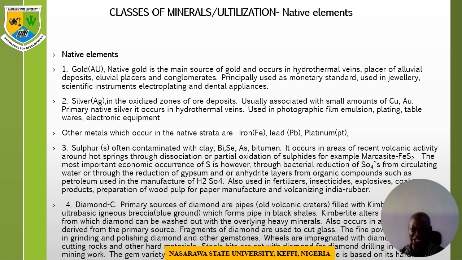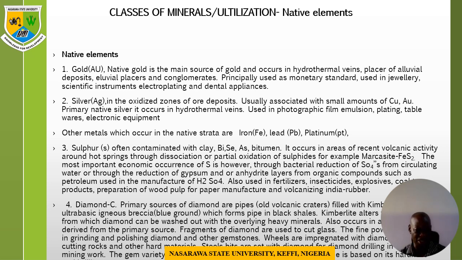Other metals which occur in the native state are iron, lead, and platinum. The third group is sulfur, often contaminated with clay and arsenic, bitumen. It occurs in areas of recent volcanic activity around hot springs, through dissociation and with partial oxidation of sulfide, for example marcasite. The most important economic occurrence of sulfur is, however, through bacterial reduction of sulfate from circulating water, through the reduction of gypsum and anhydrite layers by organic compounds such as petroleum. It is used in the manufacture of hydrogen sulfide, and also in fertilizer, insecticides, explosives, coal products, preparation of wood pulp for paper manufacture, and others.